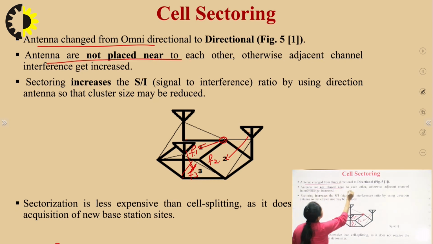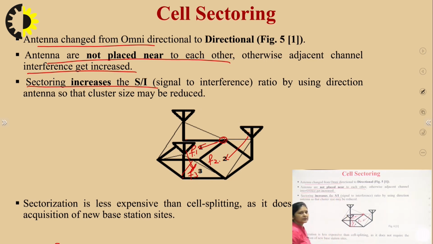Antennas are not placed near to each other, otherwise there will be adjacent channel interference. There is another concept also, adjacent channel interference. When we are placing the antennas, care should be taken that these antennas are not close to each other, otherwise they will cause interference, that is adjacent channel interference. They are not co-channels, they are not working on the same frequencies, they are working on different frequencies, that's why they are called adjacent, and there will also be disturbance due to these adjacent channels.